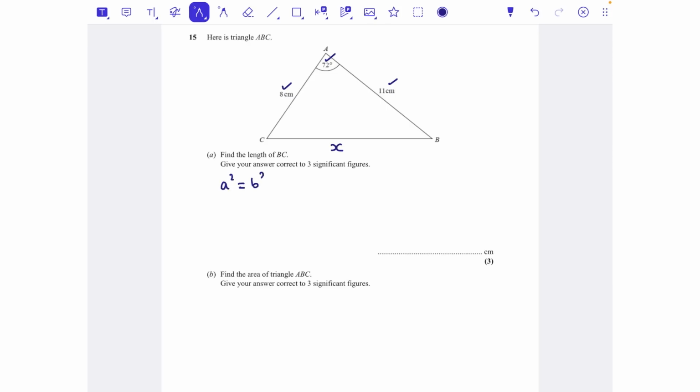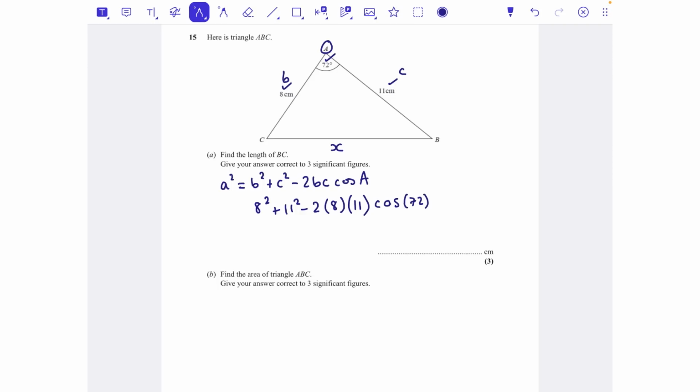A squared equals B squared plus C squared minus 2BC cos capital A. So little b and little c are the sides, and capital A is the angle. So 8 squared, add 11 squared, minus 2 times 8 times 11 cos 72. Type that in your calculator, but remember that that is A squared, so we are going to have to square root that to get our final answer.